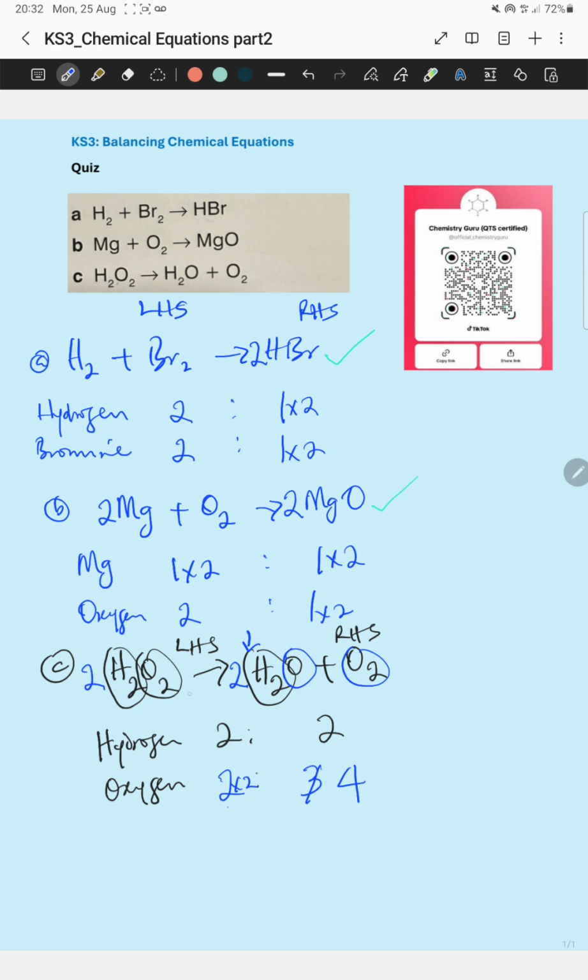However, because we have put 2, there's a change to the hydrogen. So this 2 we've put here makes this hydrogen become 2 times 2, which makes it 4. And coming here, this 2 also makes it 4. So it looks like this equation is balanced now. So the balanced equation is going to be 2 hydrogen peroxide giving 2 molecules of water, and then O2. So this is going to be our balanced equation.